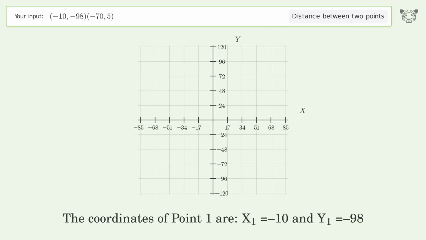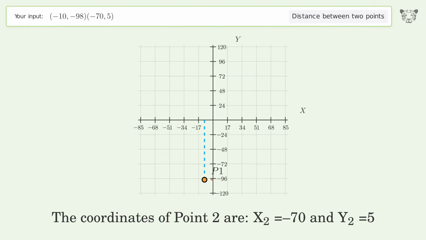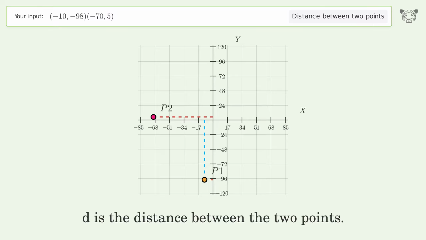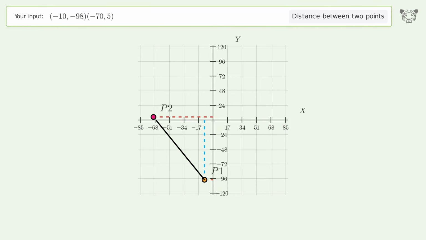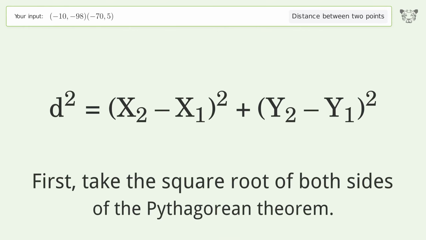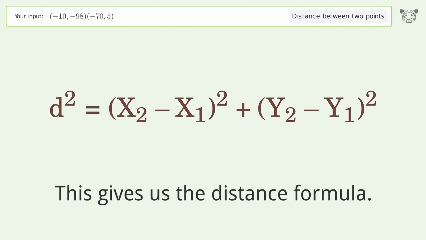The coordinates of point 1 are x1 equals -10 and y1 equals -98. The coordinates of point 2 are x2 equals -70 and y2 equals 5. D is the distance between the 2 points. First, take the square root of both sides of the Pythagorean theorem. This gives us the distance formula.